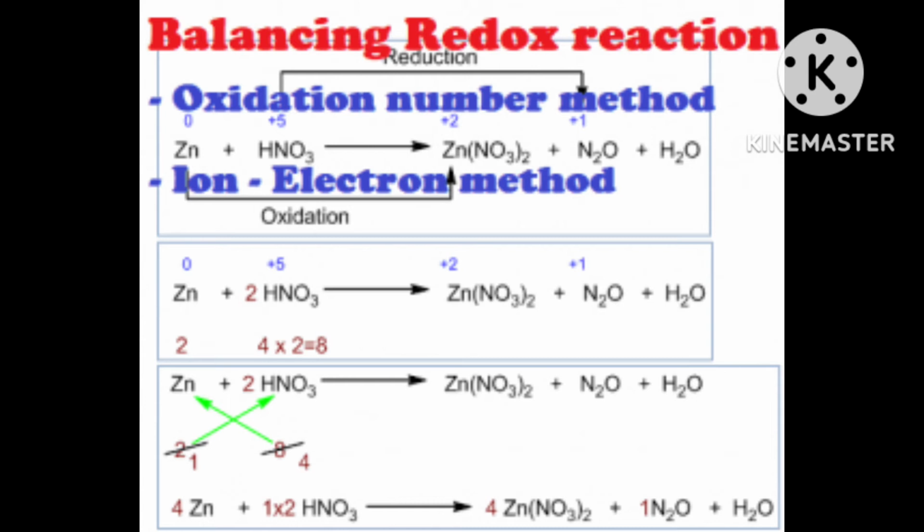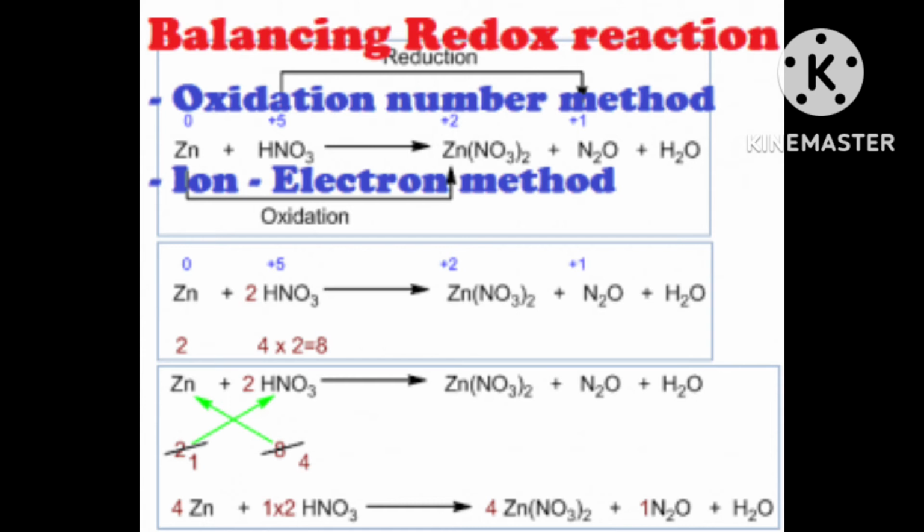And this side, how much will it become? Here again it is SO4, 2 minus is there. And in this, SO4, 3 into 2, 6, 3 into 6.